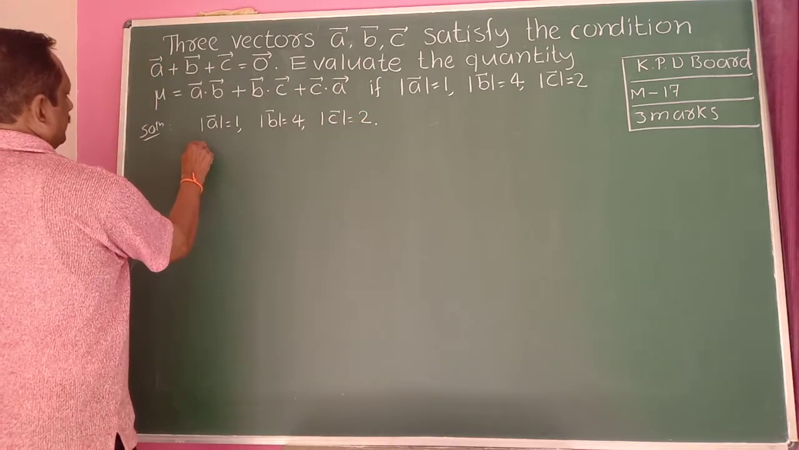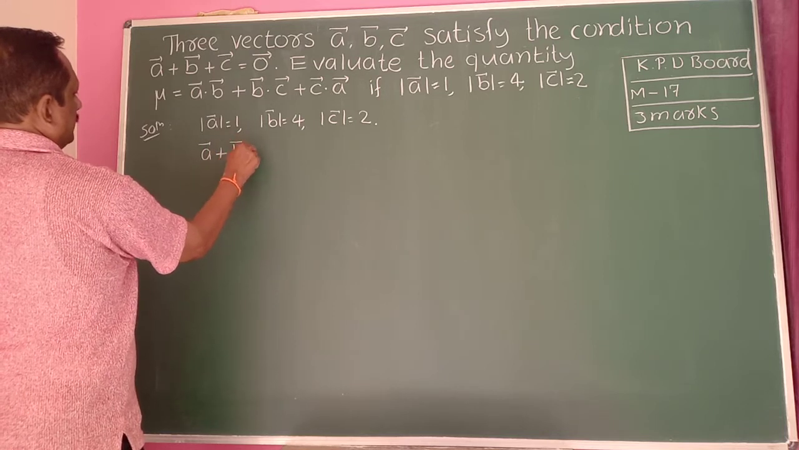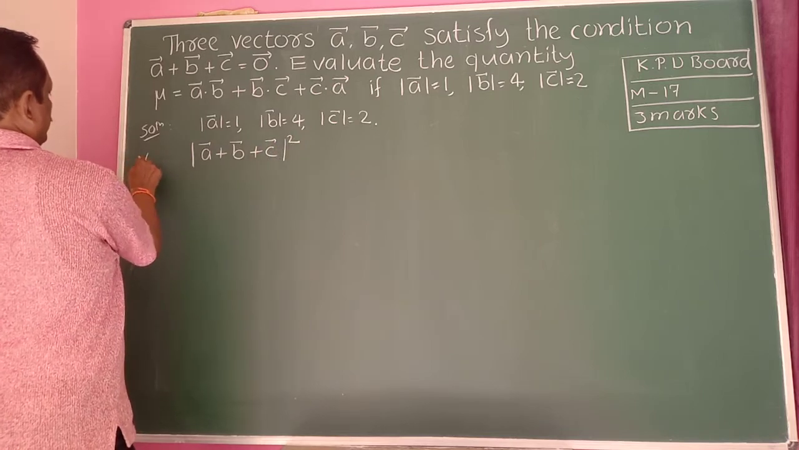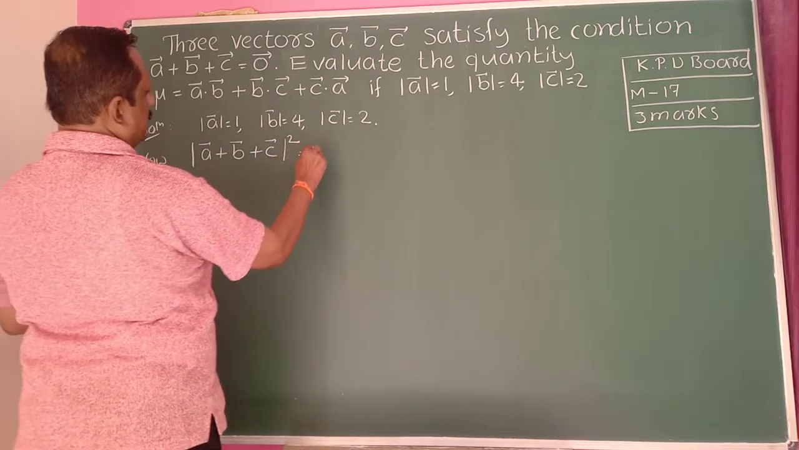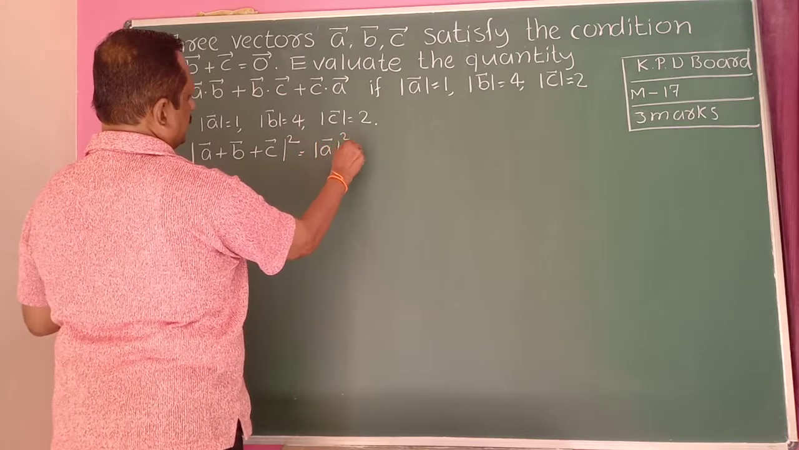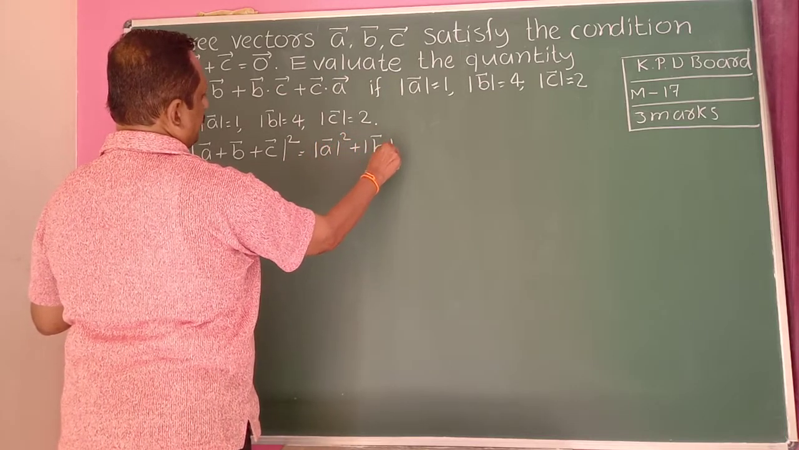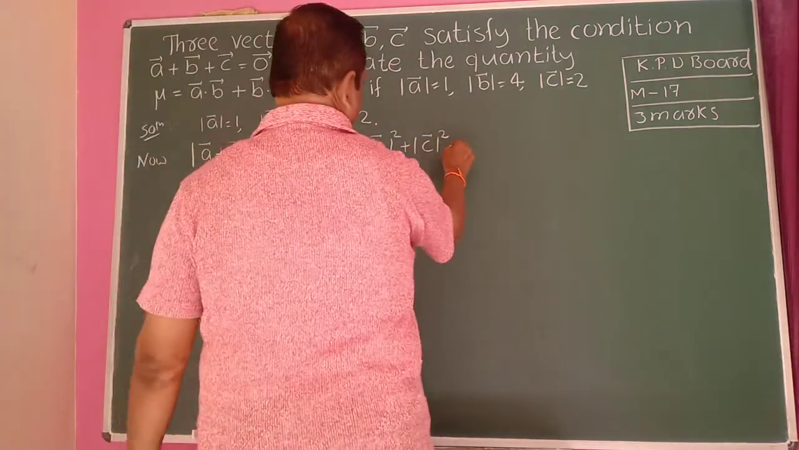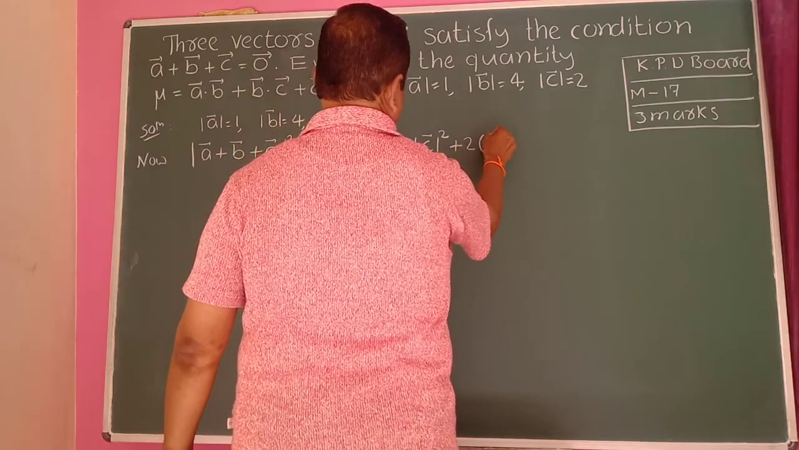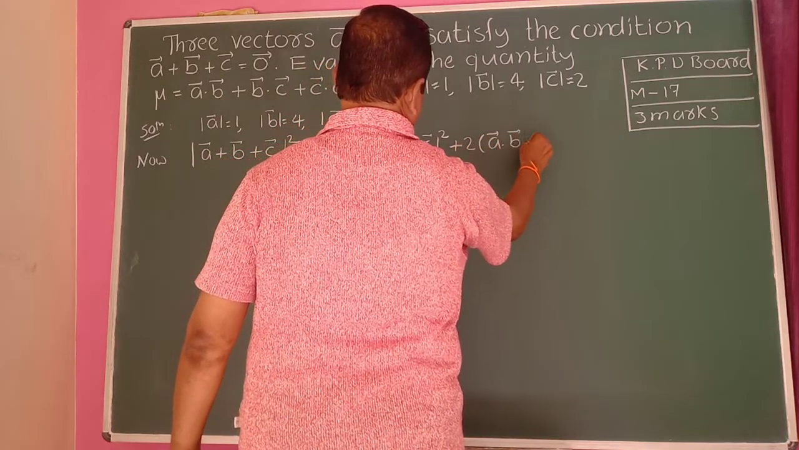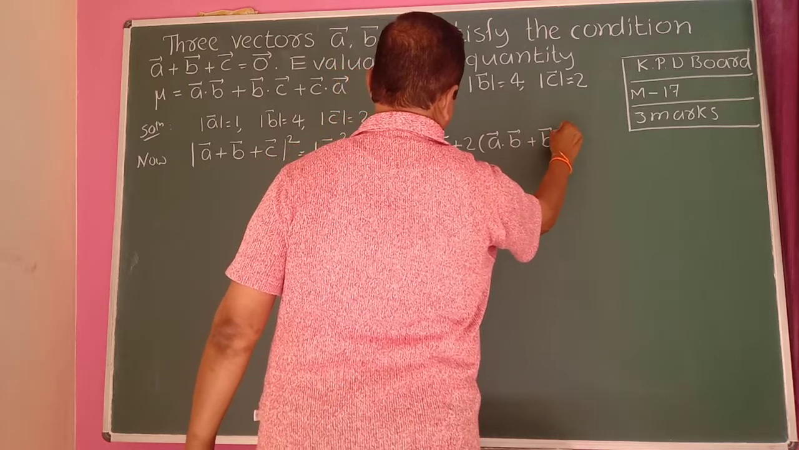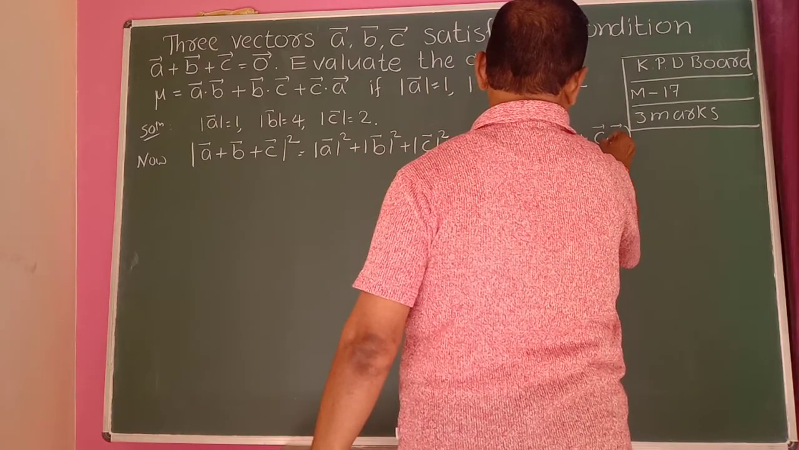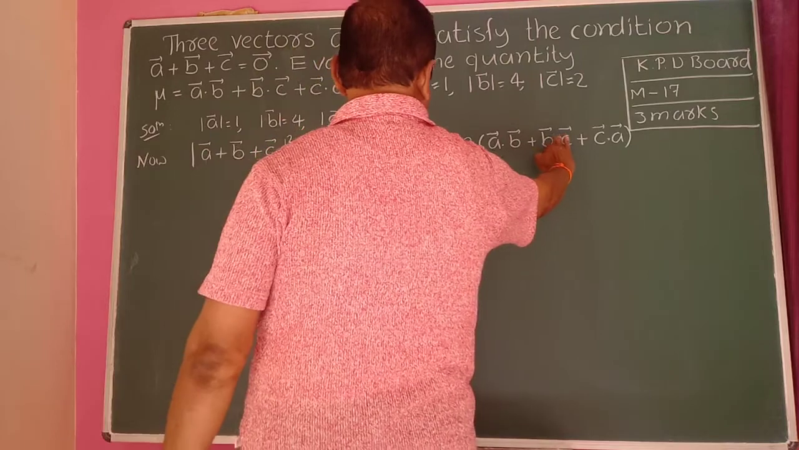Then A bar plus B bar plus C bar, squared, is equal to, you know the formula, modulus of A bar square plus modulus of B bar square plus modulus of C bar square plus 2 times A bar dot B bar plus B bar dot C bar plus C bar dot A bar.